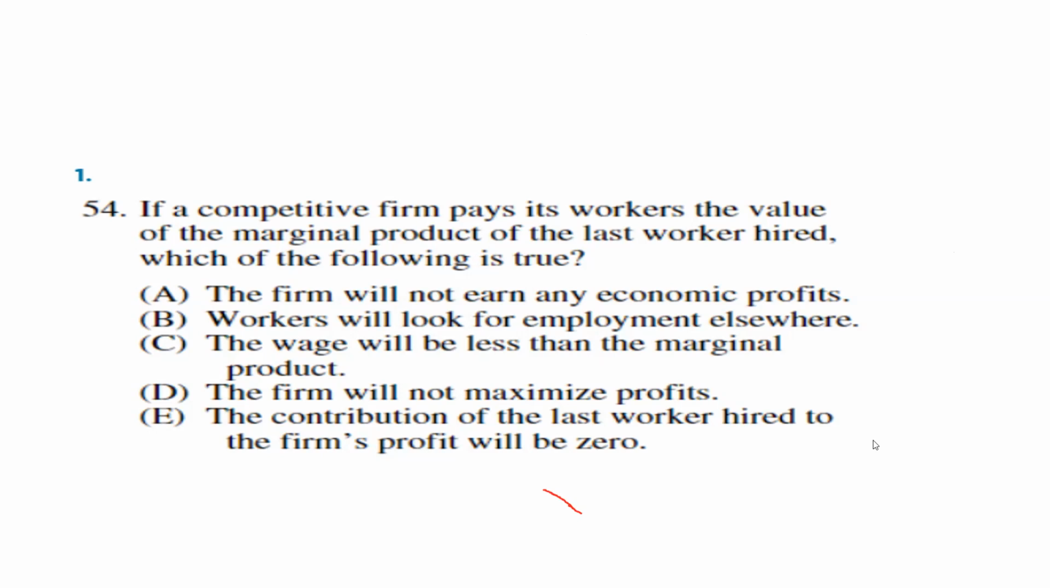Got a little of everything here. All right. A says the firm will not earn any economic profits. That isn't true only because the firm could have earned economic profits on previous workers. The firm will maximize profits because the value of the marginal product is the MRP and the wage is the MRC. So if they equal, you will maximize. If I make 6 pizzas at $10 a pizza, my value of the marginal product is 60. And if they pay me 60, and I'm the last worker, the profit is 0. So it's E as in Ellen.